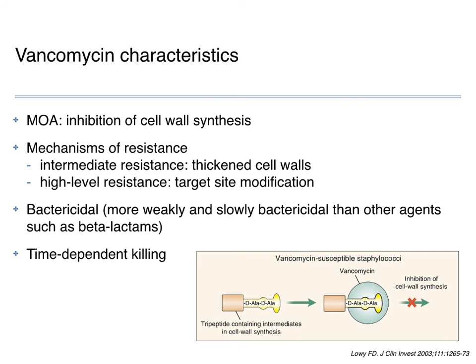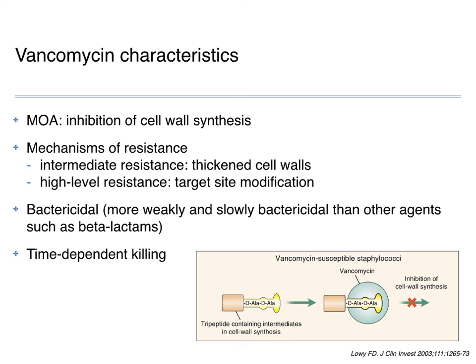Vancomycin is another agent that inhibits cell wall synthesis, however it happens at a different location. It doesn't inhibit, for instance, penicillin binding proteins, but it binds to another precursor that is involved with synthesis of the cell wall. As you see there, you have these tripeptides that have a D-ala terminus, and vancomycin binds to that D-ala terminus, and cell wall synthesis is inhibited. So it's similar to your beta-lactams, but with a slightly different target.